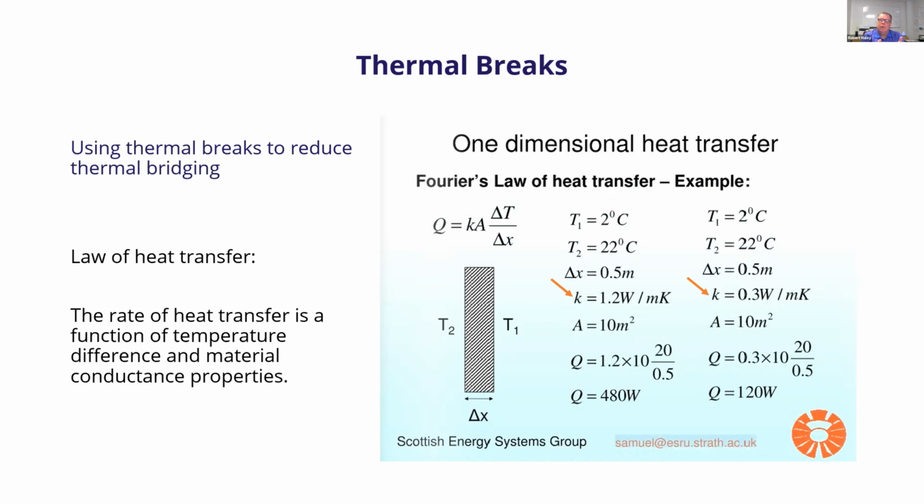In this example, we've got two columns of two different materials. One has a thermal conductivity 4 times the other. That's noted by the red arrows. They have the same area, they have the same thickness, and it's the same temperature difference. But we can see down the bottom that the heat flow through the material with the higher conductivity is obviously higher than the one with the low conductivity.